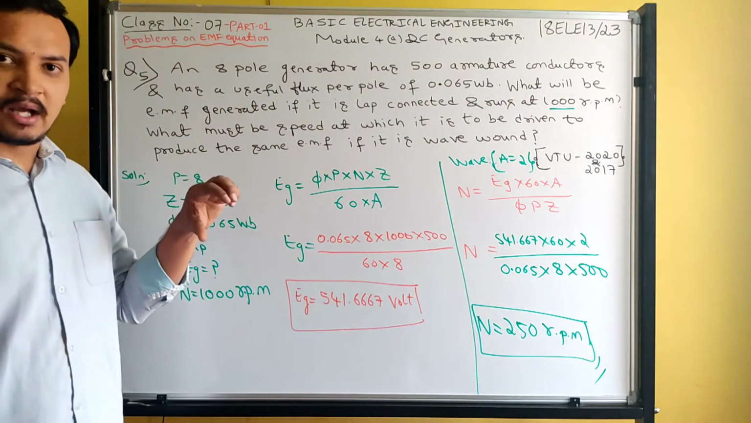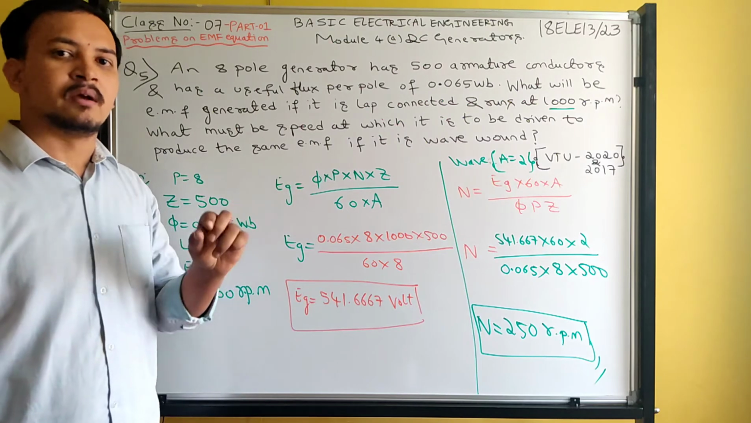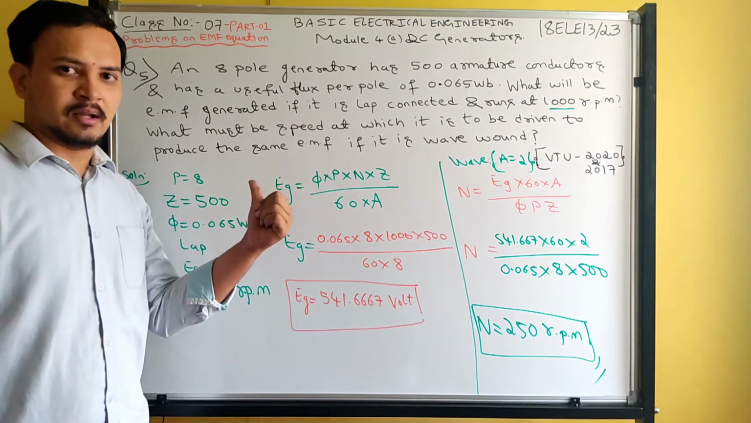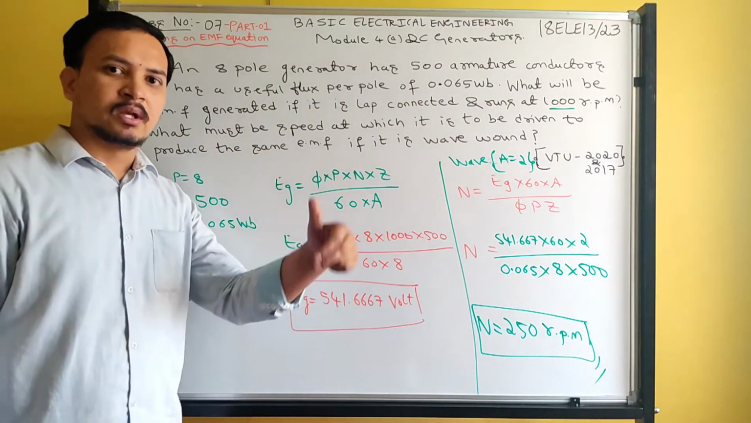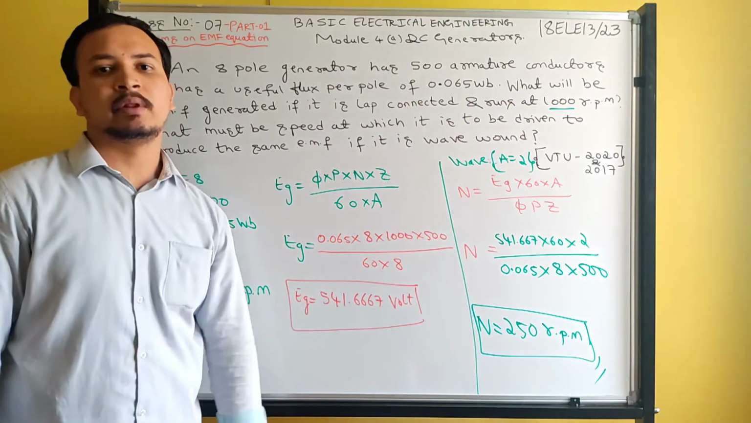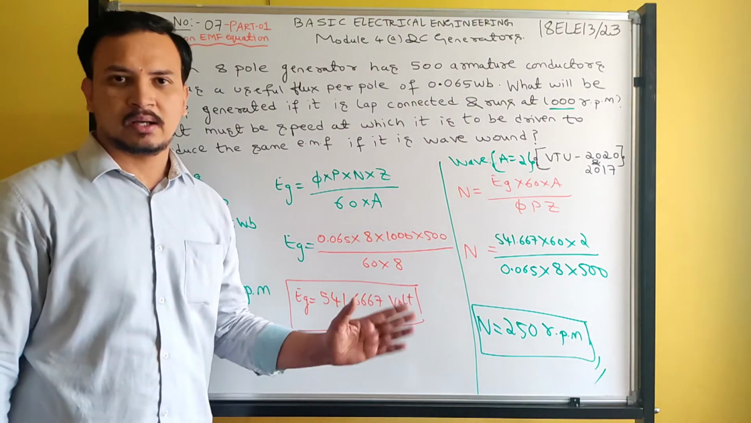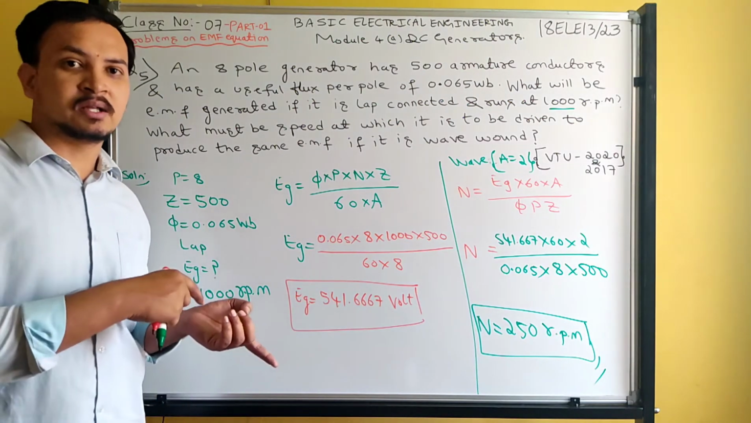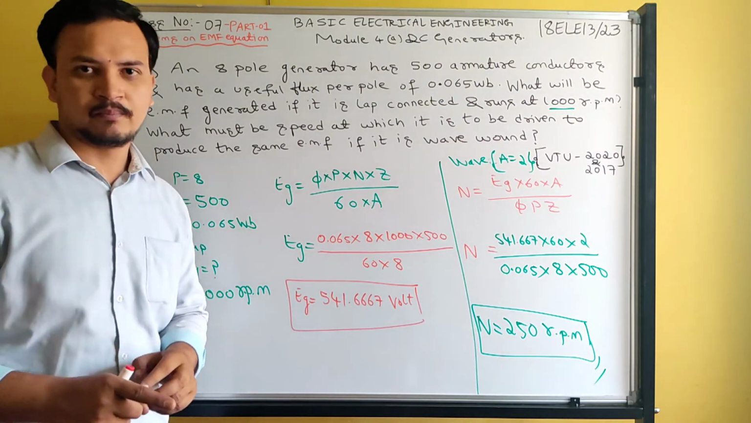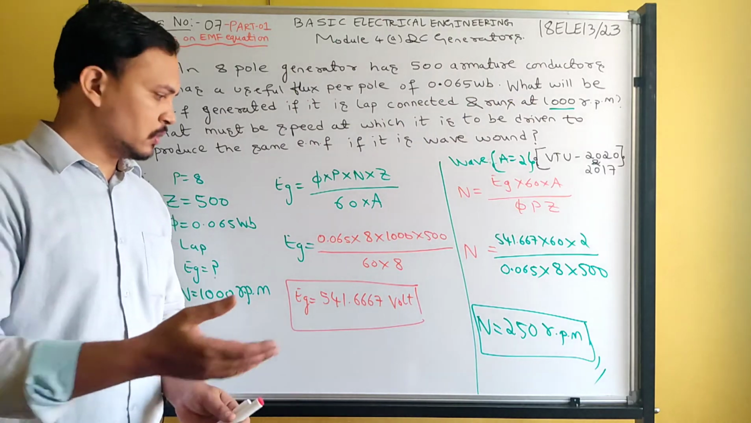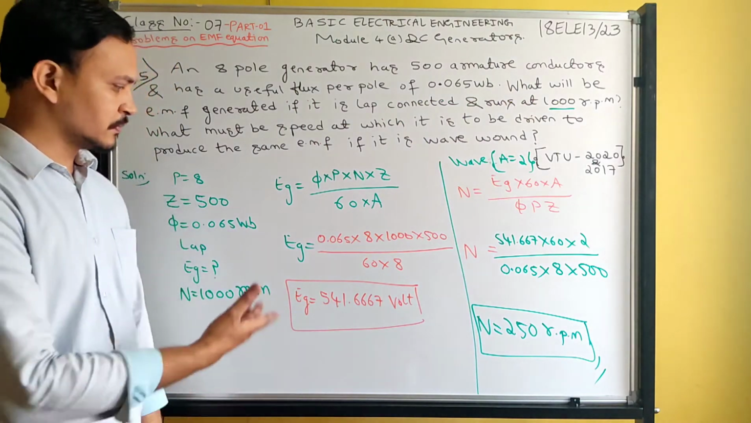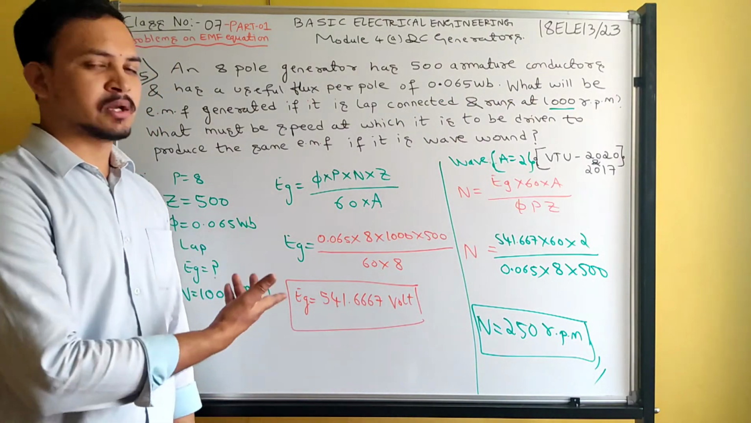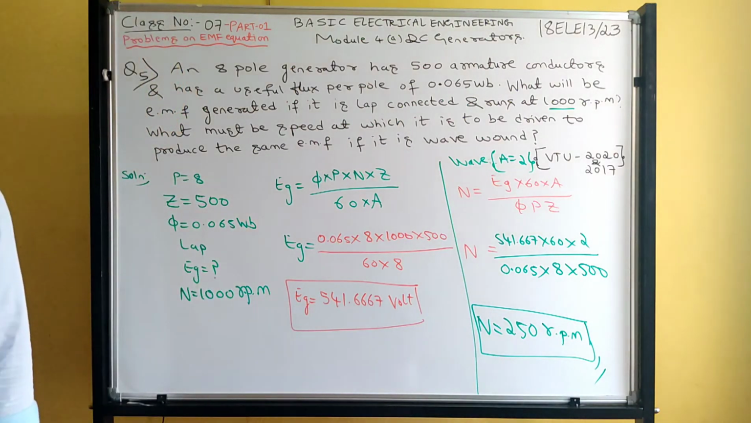They will give some data. Find the speed, that is lap connected. With the same speed, if it is wave connected, what will be the EMF generated? Like that they can ask. What is being asked? What type of winding is there? You should be very careful. So pause the video and copy down the detailed solution. It is a 6 marks problem. Within a second you will get the solution. Copy it down.